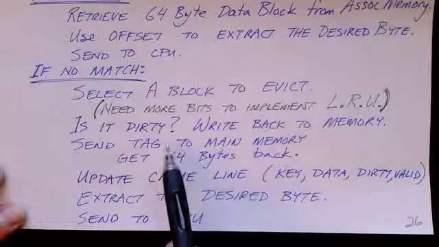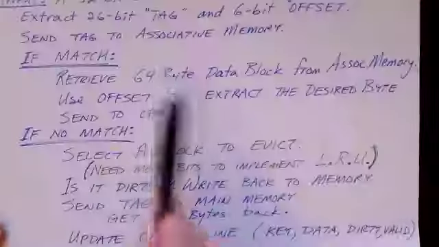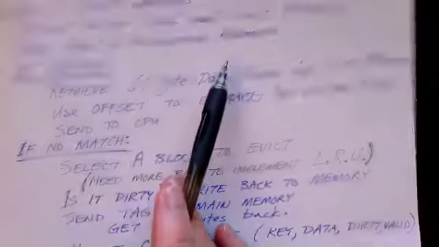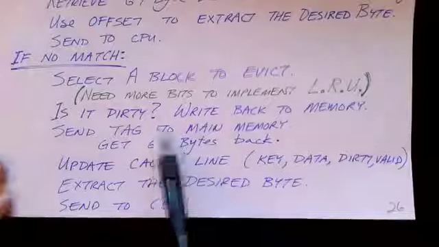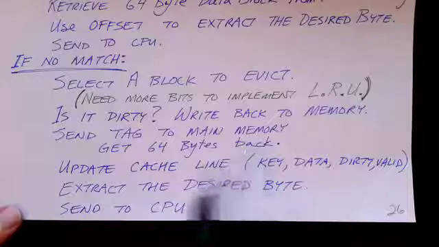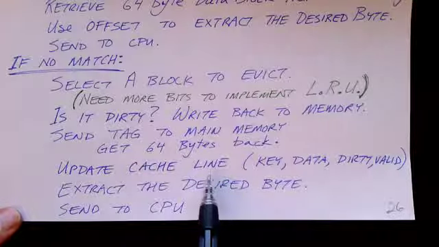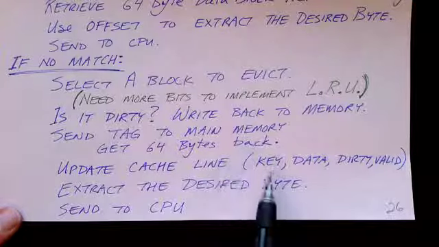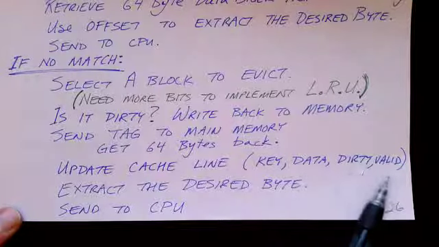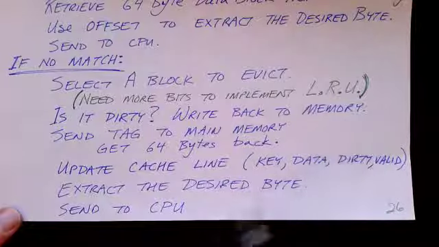And after that, it then will send the tag value from the address, the 26-bit tag value that we got out of the address, to the main memory, and the main memory will respond by sending 64 bytes of data back, and at that point the hardware can update that particular line in the associative memory. So it needs to update the key portion, the data portion, as well as clear the dirty and set the valid bits. Also reset any least recently used bits as well.